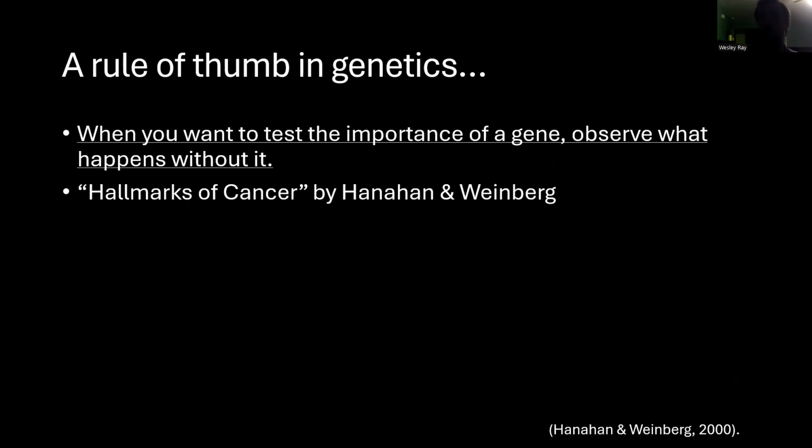When you want to test the importance of a gene, it's really convenient to just look at what happens when it's not there. And I'm going to talk about an article that I'm very familiar with by doctors Hanahan and Weinberg. This is the Hallmarks of Cancer. Now, it was published in 2000. And there was a next generation, Hallmarks of Cancer: The Next Generation, I believe, that came out in 2011 by the same authors.